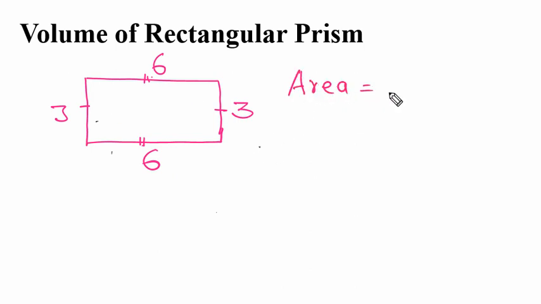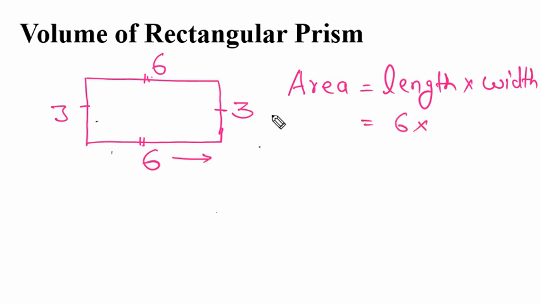So what is the area formula? The area formula is length multiply width, right? So this is 6 multiply this. This we have already studied, okay? If the unit is meter, then meter square. But now what will be the volume of a rectangular prism?